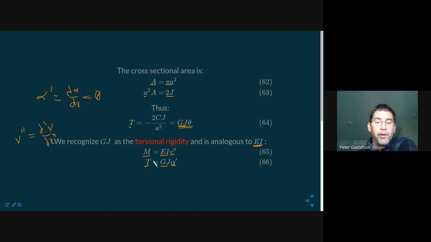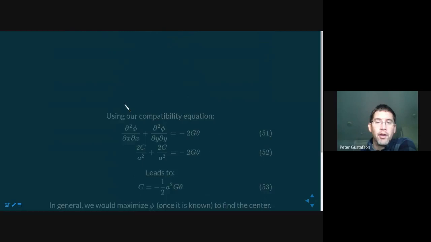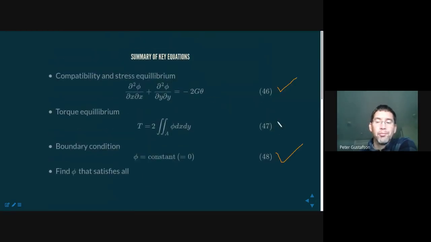This analogy between the two actually starts to highlight how similar beam bending is to shaft torsion. Really, the only difference is an order of magnitude in this differential equation, which in the end is going to show up as two orders of magnitude in the overall governing differential equation. Okay, so now that we know that, let's go back. Boom. Checkbox number three is satisfied. We now have an equation that gives us everything we need.